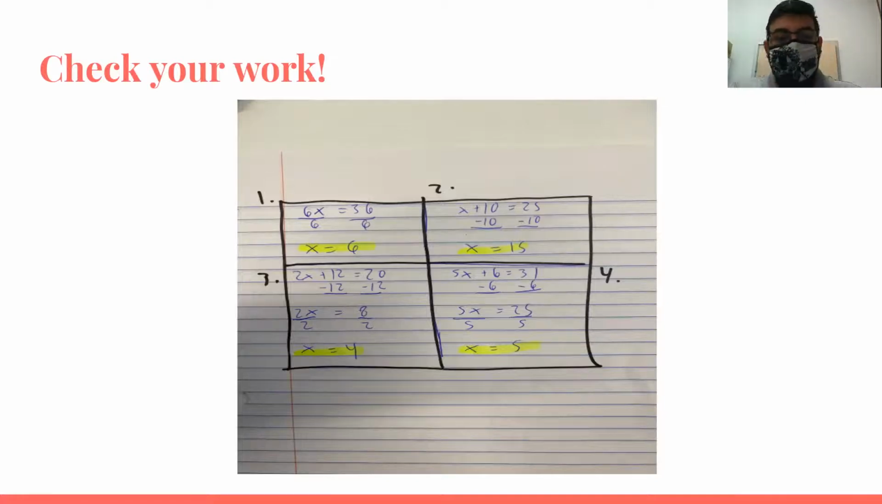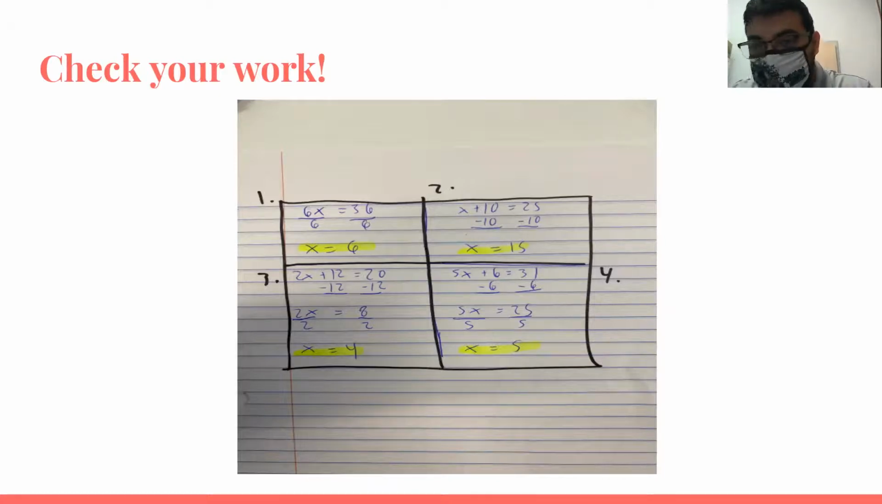Anyways, so number one, 6x equals 36. All you're doing is dividing 6 on both sides. X equals 6. 6 times 6, 36. Number two, x plus 10 equals 25. All you're doing is subtracting 10 on both sides. X equals 15 because 25 minus 10 equals 15.